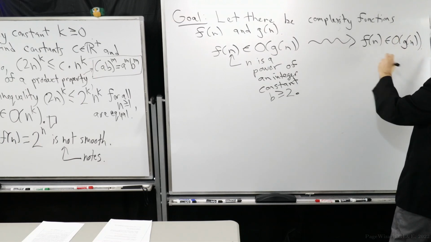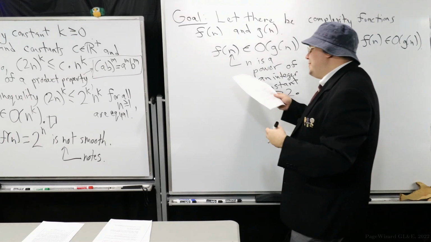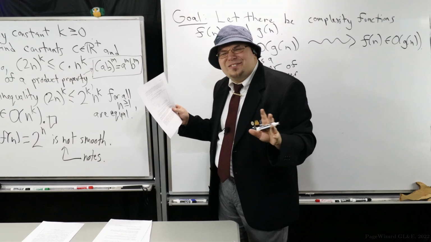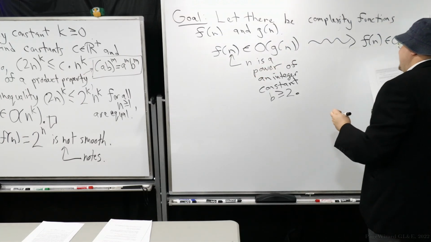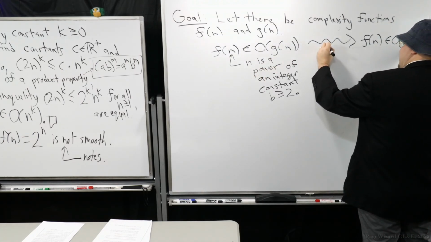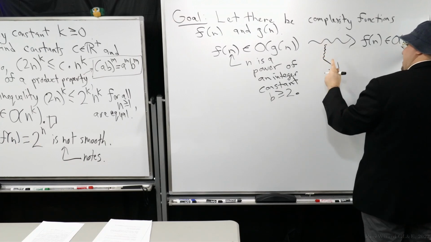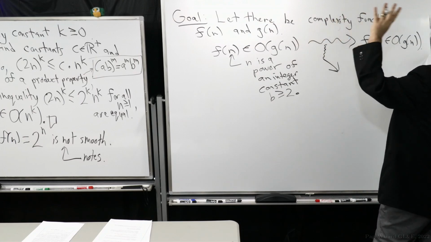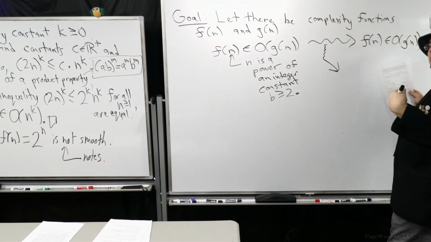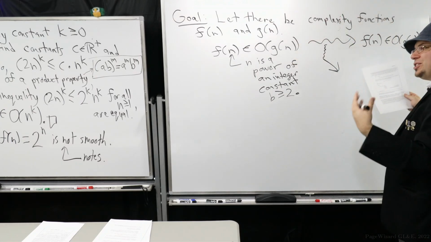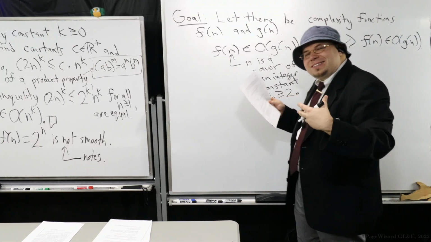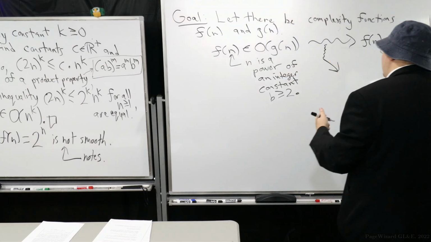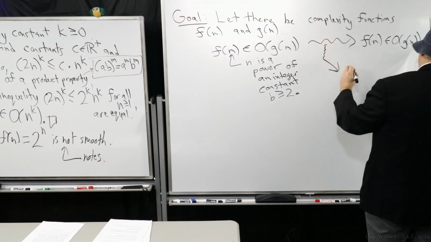I want to be able to just say f is big O of g without having to say that n is some specific inputs. So here's the condition that I'm going to be getting to. This is what I would like to show: that if you have this in place, then you can automatically go from here to there. And this is actually what we're going to call the smoothness rule. So what I'm going to be trying to do is prove this thing called the smoothness rule. That's the goal.